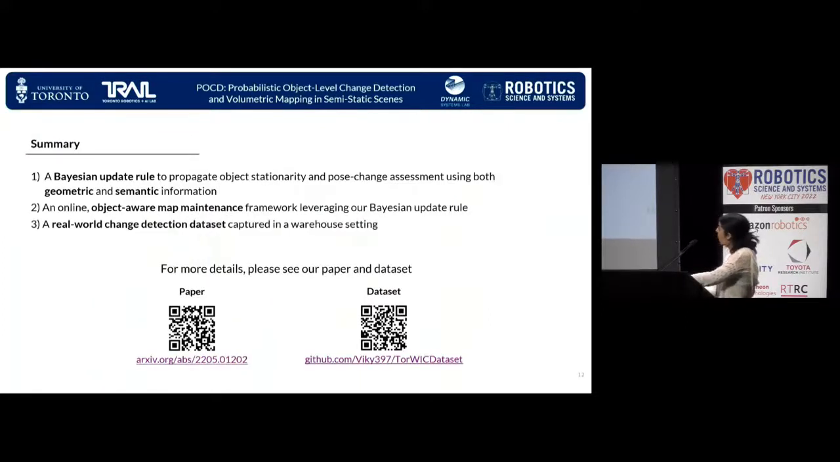And in summary, we derived a Bayesian update rule to propagate object stationarity and pose change assessment using both geometric and semantic information. We introduce a novel online object-aware map maintenance framework leveraging this derived Bayesian update rule. And finally, we collect and release a real-world change detection dataset captured in a warehouse setting on a robot platform.